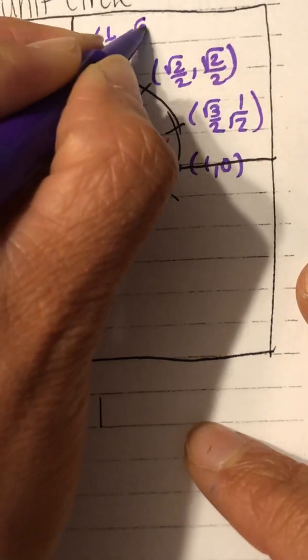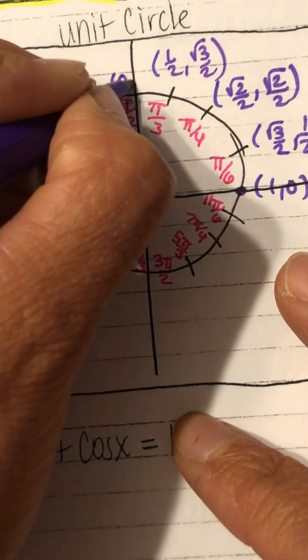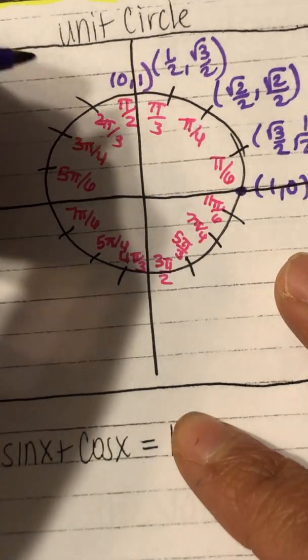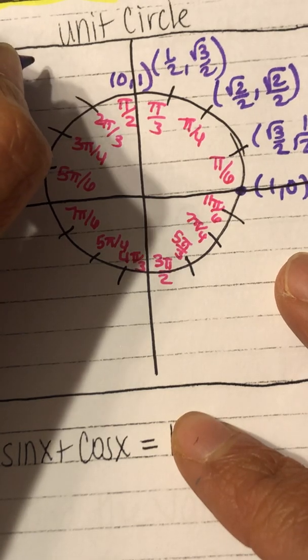1/2, square root of 3 over 2. And then this is 0, 1. And I got distracted by some messages from Instagram.